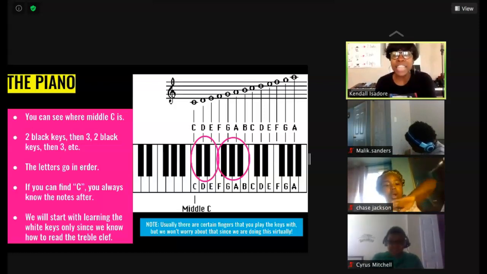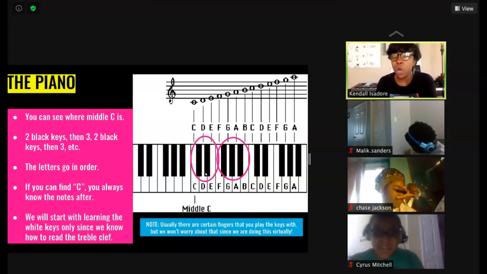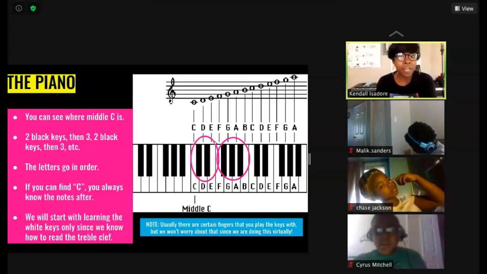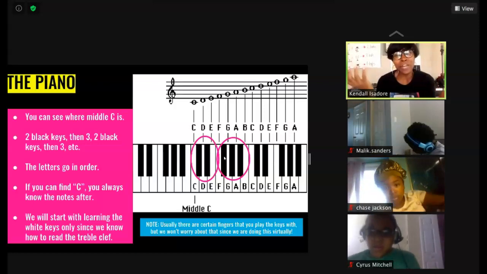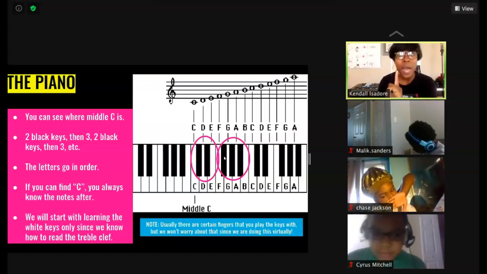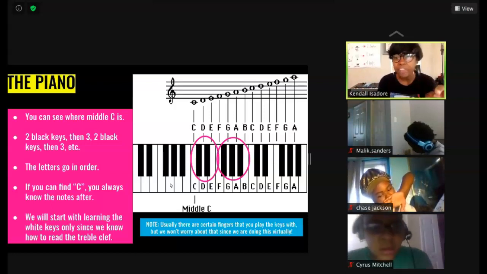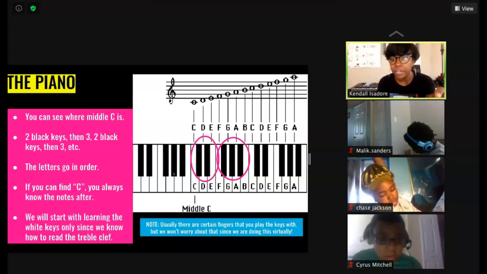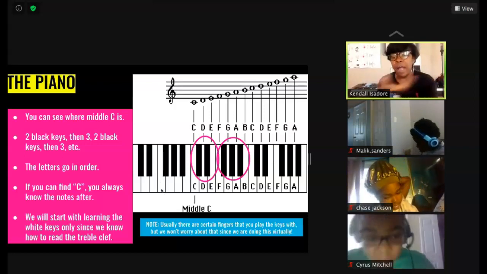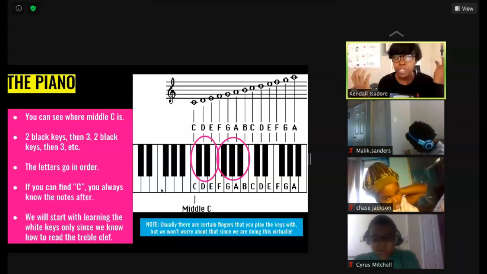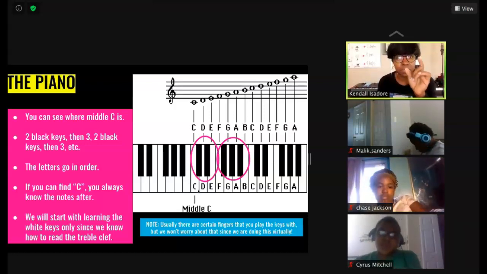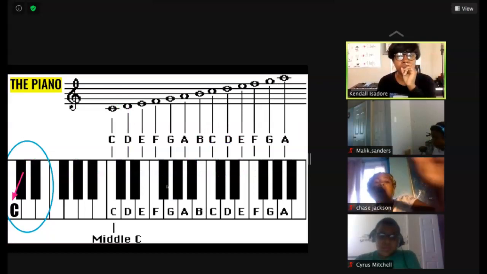Okay, so what did Cyrus say? He said the letters go in order. So just like that musical alphabet we learned about on the staff, it's the same thing with the keyboard. So that's not new to us. We already know the musical alphabet goes in order. But guess what? Y'all see all these notes right here? There's no letters on here. What if we didn't have the letters on the notes? How could we figure out what all the notes are? Well, you can find anything if you first know where C is. Let's see how we figure that out.